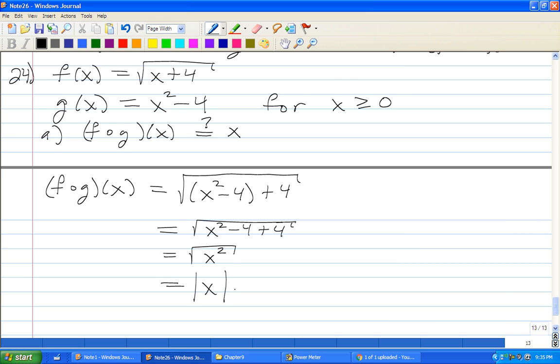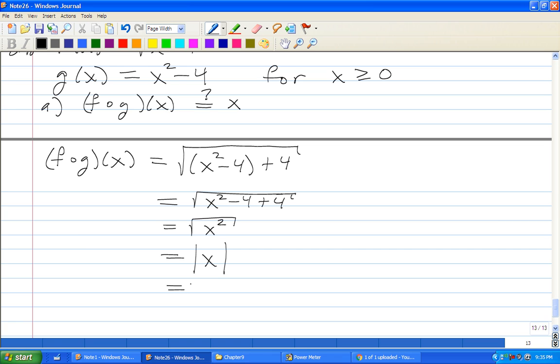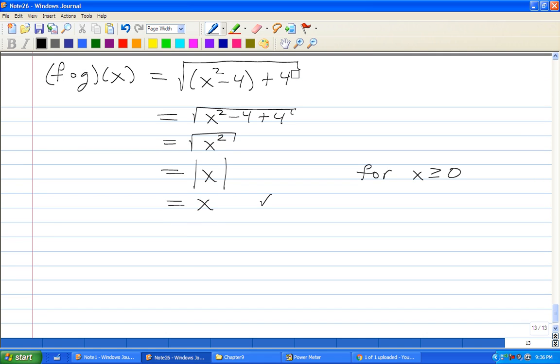But I notice that I have this restriction here. It says that this is true for x greater than or equal to 0. Well, for x greater than or equal to 0, the absolute value of x is equal to x. So good. I've shown that f composed with g at x is indeed equal to x. But notice I needed that restriction. It turns out that this restriction is so that the curve passes the horizontal line test, so that G here is indeed injective. Okay, let me do part B.